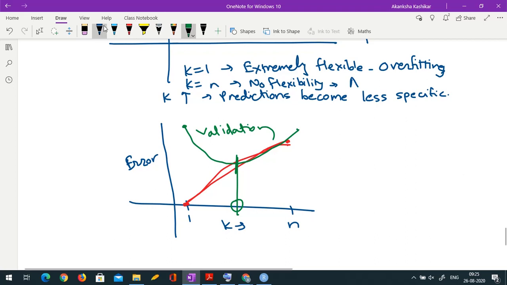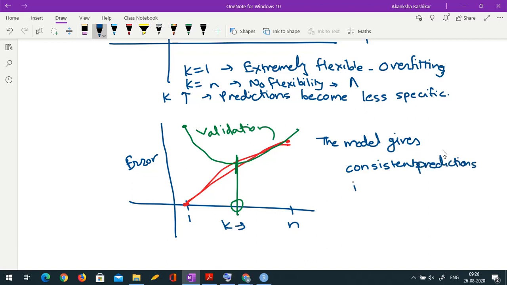So are there any other conditions on K? Theoretically the model will give you consistent predictions. What do I mean by consistent predictions? In the statistical sense, consistent predictions means predictions which converge to actual predictions in probability. So the model will give you consistent predictions if K by N goes to 0.